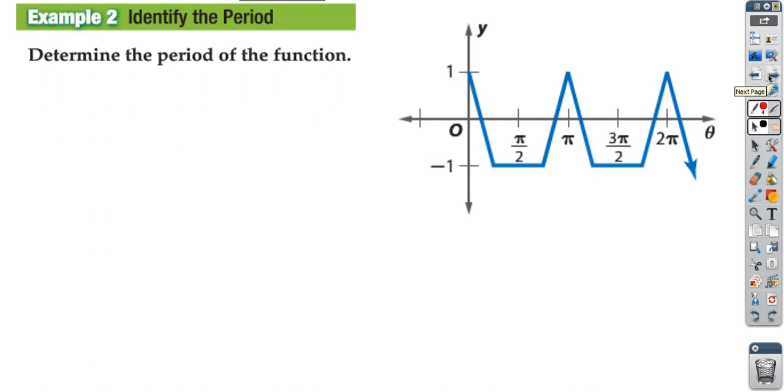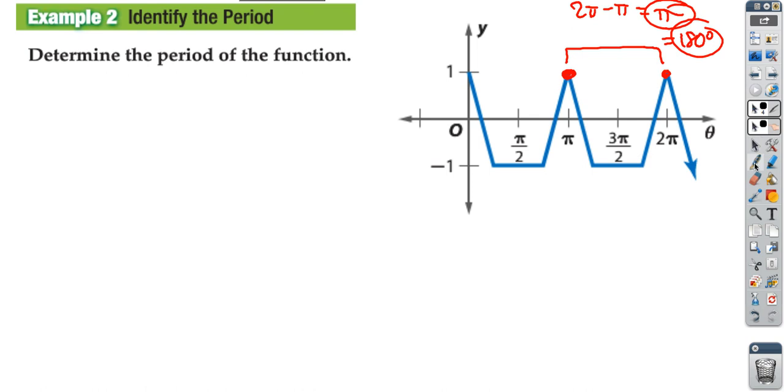Okay, period right here, like I said, it's easiest to go from peak to peak. So in this case, they're giving us radians. So let's show you some other examples. That's pi to 2 pi. What's the distance from pi to 2 pi? It just equals pi. So the period there is pi, or in degrees it would be 180 degrees. And that's all you have to do, is find out what's the distance from peak to peak.